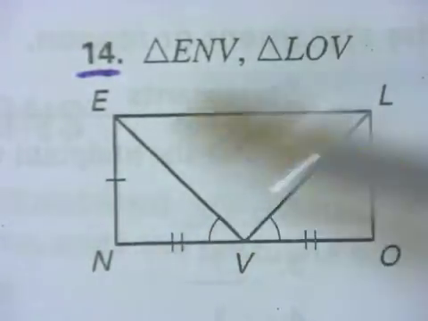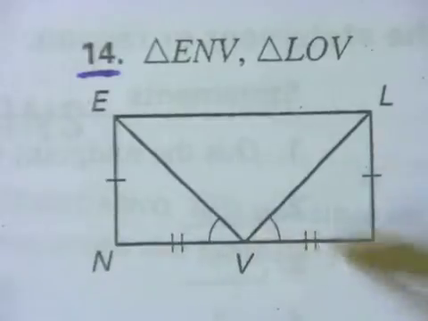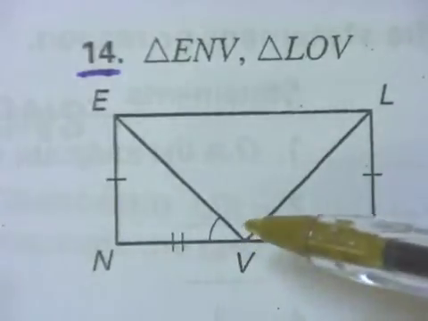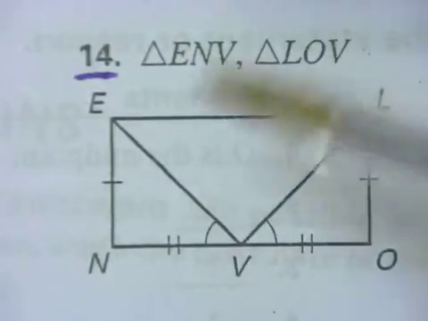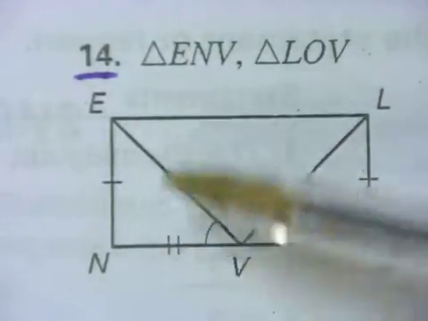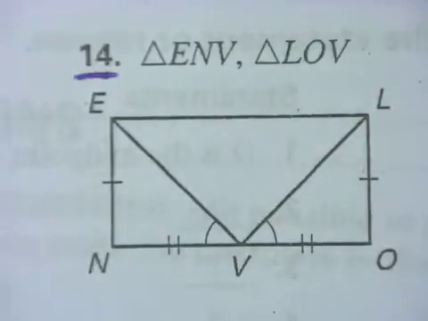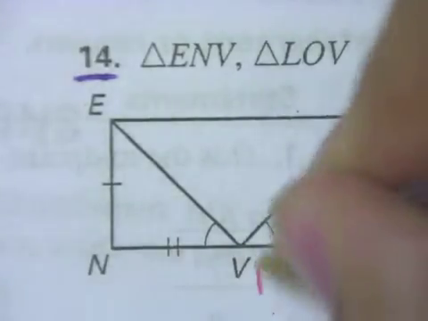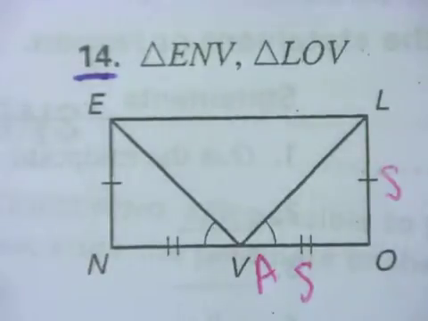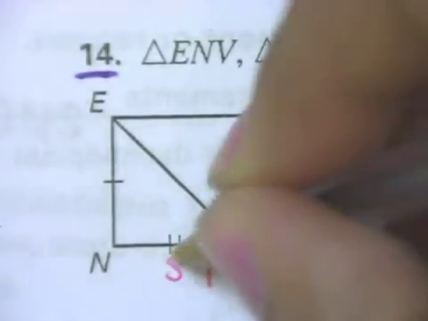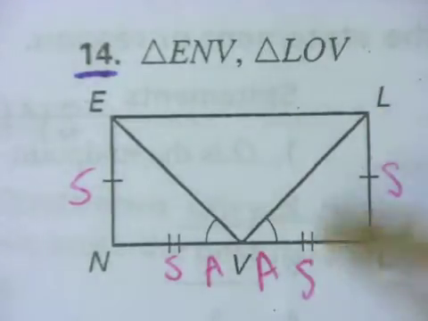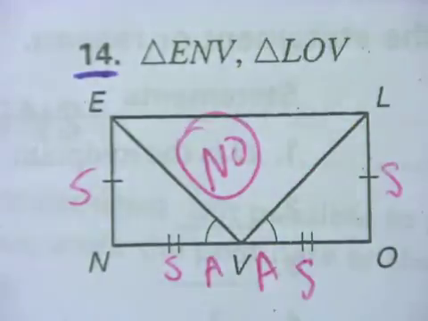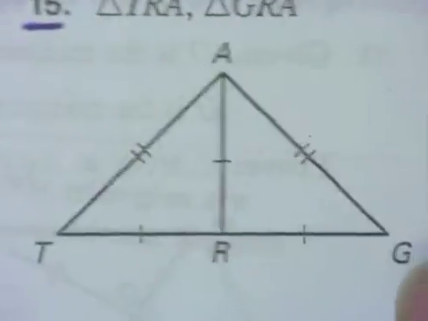For number 14, they tell me that these sides are congruent. They tell me that these sides are congruent. And although they are not vertical angles, they tell me that these two angles are congruent. And the question is, is triangle ENV congruent to triangle LOV? If you look closely, you'll see that you have an angle, a side, and we know that there is no rule that gives us congruency. We know that angle side side is not a rule to prove congruency. So number 14, the answer is no.